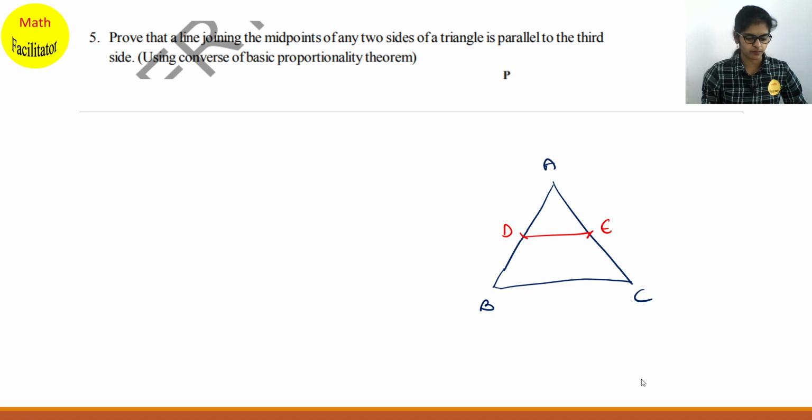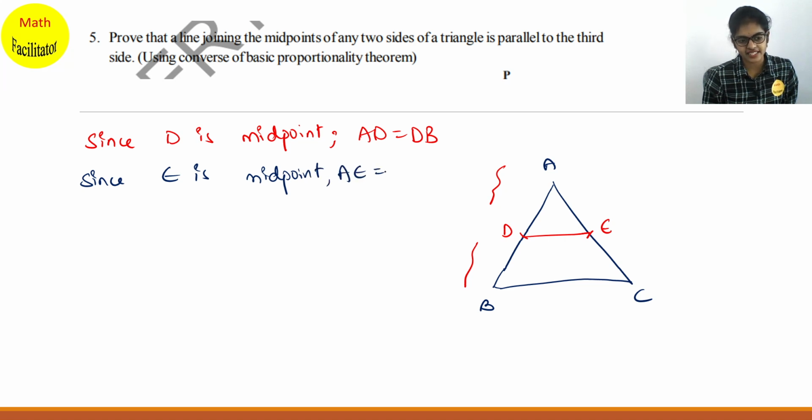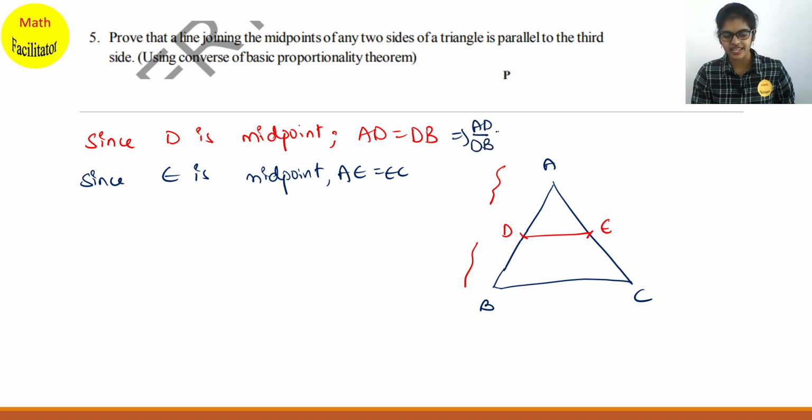So see here, D is a midpoint. So what can I say? Since D is midpoint, what is the meaning of midpoint? AD is equals to DB. Now let us take one more statement. Since E is midpoint, what can you say? You can say AE is equals to EC. Clear? So if you take the ratio from this, what is AD by DB? AD by DB is 1.